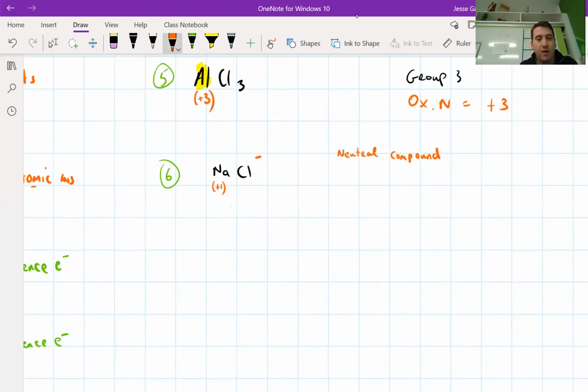So there's no charge. If there was a charge here, I would see a sign up here, maybe a 2- or something after this whole thing. But there's nothing here, which means that this is 0. So if this is 0, the sum of the oxidation numbers has to add up to 0. So for neutral compounds, the rule is the sum of oxidation numbers has to equal 0.